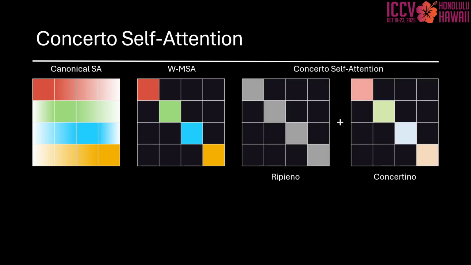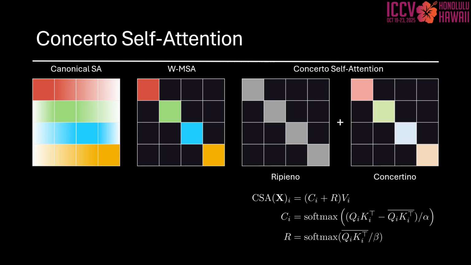Our goal in designing concerto self-attention is to maintain global connections while keeping efficiency. Thus, we propose the concerto self-attention. Here we split the self-attention into two parts, ripieno and concertino. Ripieno acts as the common self-attention, where all blocks share the same attention scores, forming the global context. On the other hand, concertino computes the difference from ripieno, focusing on the self-attention within each block. Together, they perform in harmony, just like instruments in a concerto.